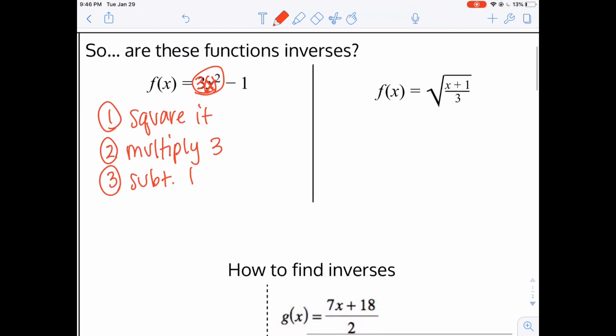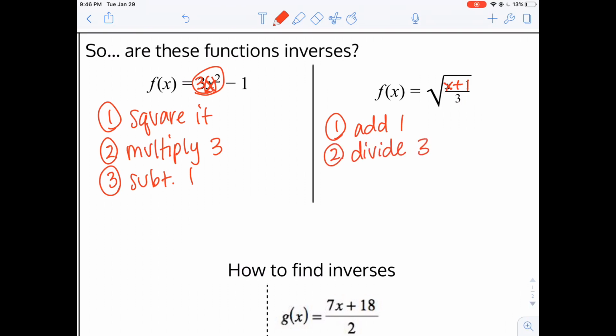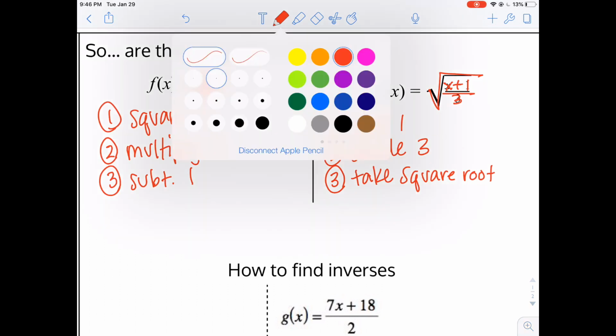Okay, so then I'm going to look at this function over here. If I had x here, the first thing I would do is add 1. My second step is I would divide by 3. And then my third step would be that I take the square root.